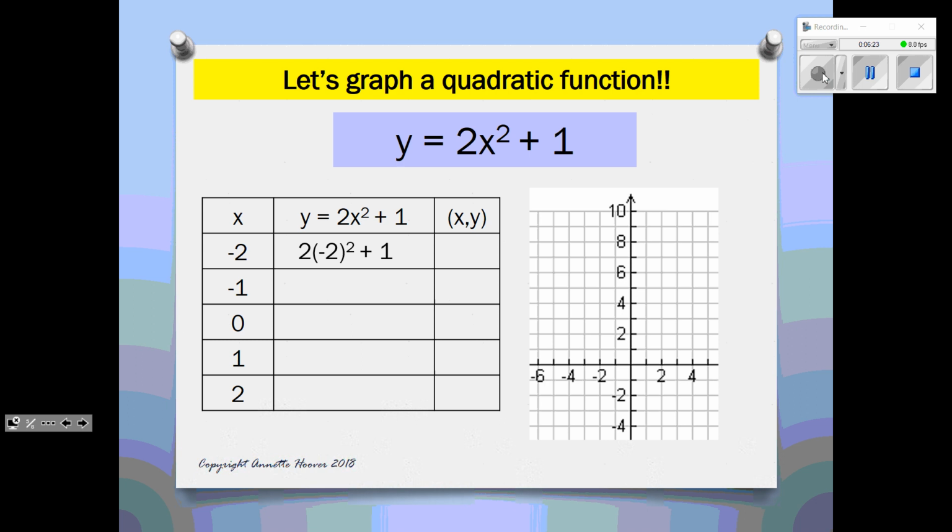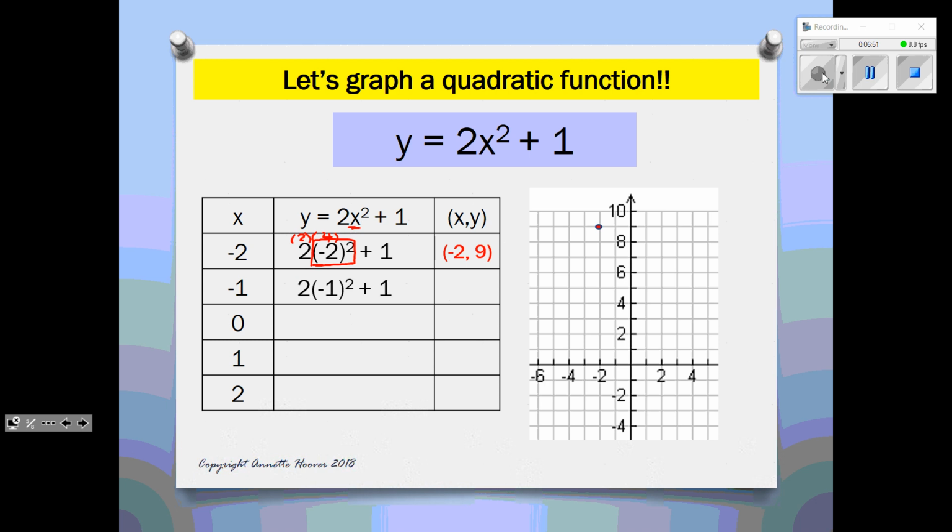When we plug in the -2 to the x right here, we put it in parentheses, and we have to evaluate the parentheses or the exponent first right here. So you have to do the -2 squared. -2 times -2 is a +4. So then you have 4 times 2, which is 8. And 8 plus 1 is 9. So our ordered pair would be -2, 9. There it is on the graph.